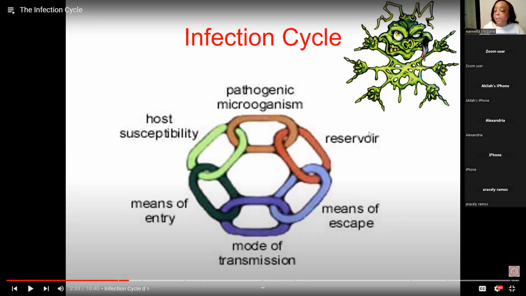So once it escapes from whatever area it lived in, now it's wherever, trying to find someone so it can be transmitted. So once it escapes from the reservoir, it goes to a mode of transmission. Let's just use COVID, for example. It's always a good example because everyone should be very well aware of COVID. Let's say COVID started, okay? It was transmitted some kind of way into your lungs, into your respiratory system.